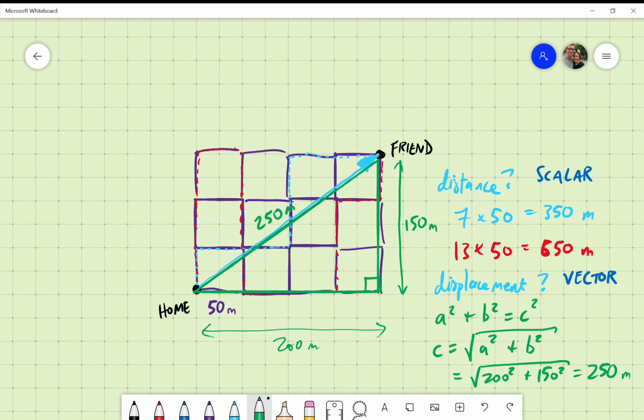But I think that is just one quick little reminder of the difference between displacement and distance. If you were a bird flying from your home to your friend's house, you would fly 250 meters. If you walk the distance, it could have been anything from 350 meters upwards. But distance and displacement are not the same thing.